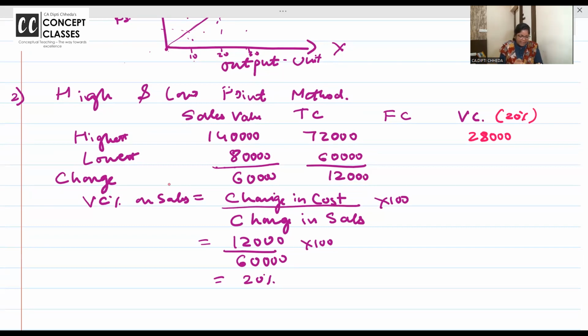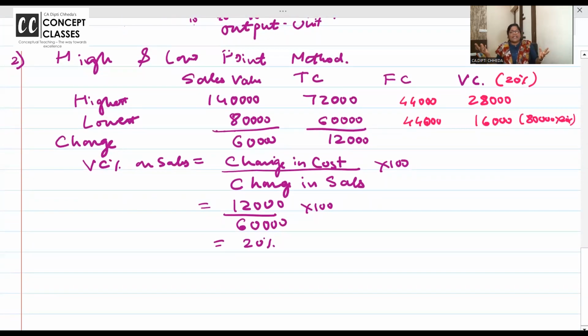72,000 minus 28,000, 44,000. In 80,000, what is the variable cost? 16,000. 80,000 ka 20%. So what is the fixed cost? 44,000. Ma'am, yes, we could segregate the semi-variable overhead into variable and fixed.